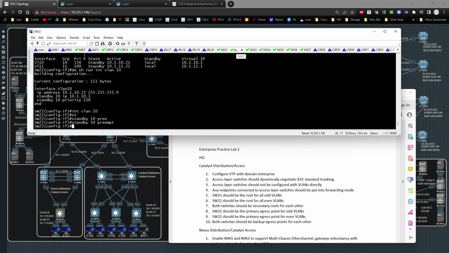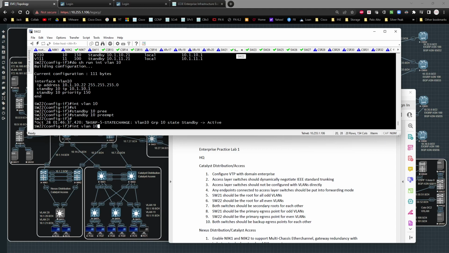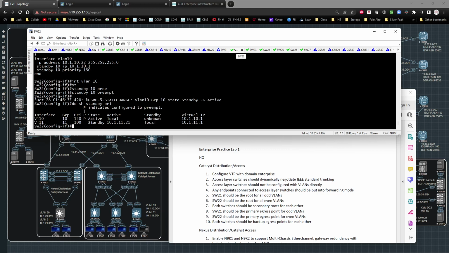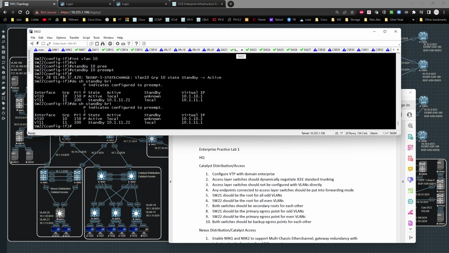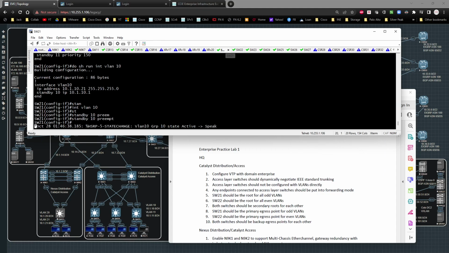So I want 22 to become the active forwarder. There it goes. Do show standby brief. So once it figures itself out, then it should become the active forwarder. And then 21.